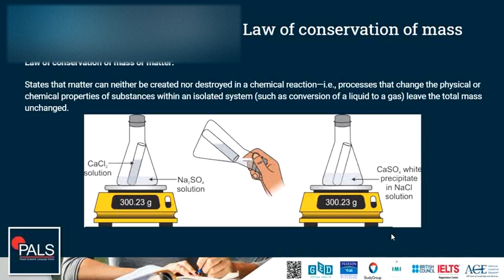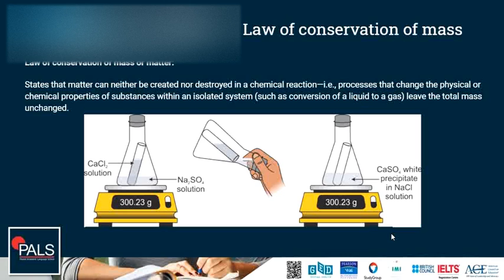Okay, why do we need the coefficient in front in a chemical equation? That relates to the law of conservation of mass. The law of conservation of mass, or matter, states that matter can neither be created nor destroyed in a chemical reaction. For example, processes that change the physical or chemical properties of substances within an isolated system, such as conversion of liquid to gas, leave the total mass unchanged.